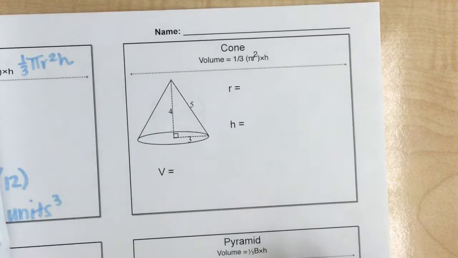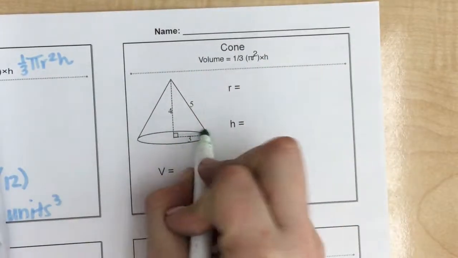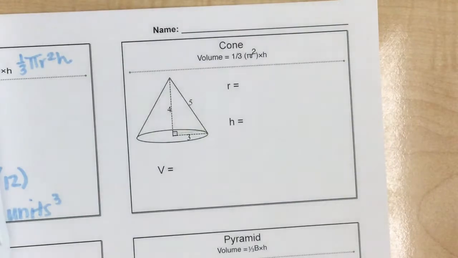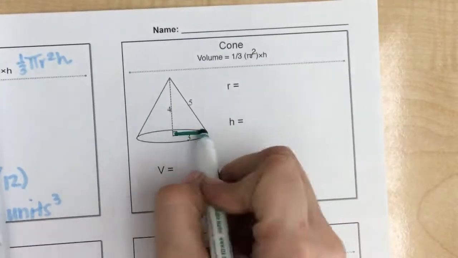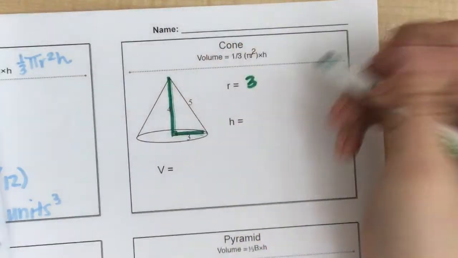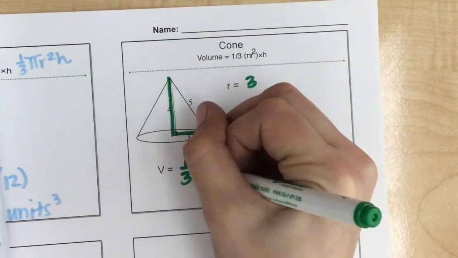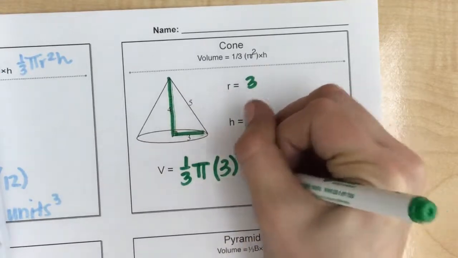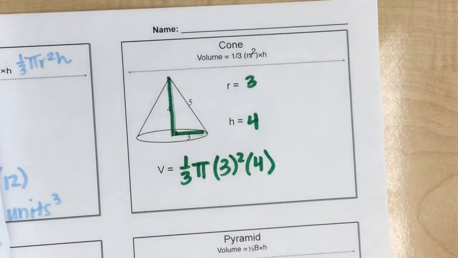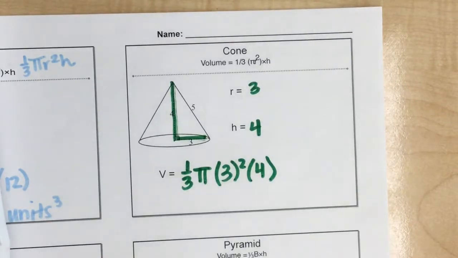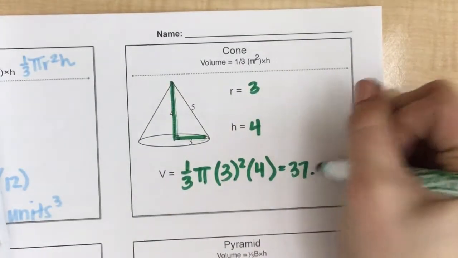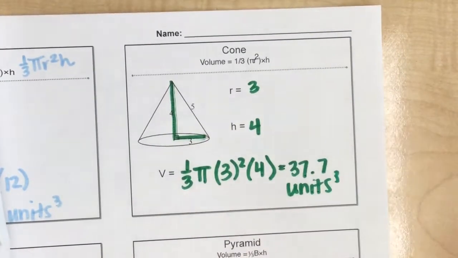All right, for the next one, we have another cone we're looking at here. My radius, hopefully you can see, is 3. My height, again, is vertical, it's 4. So I'm taking 1/3 times pi times r squared times 4. 1/3 times pi times 3 squared times 4. And your answer comes out to be about 37.7 units cubed.